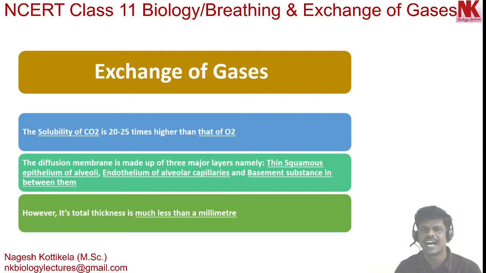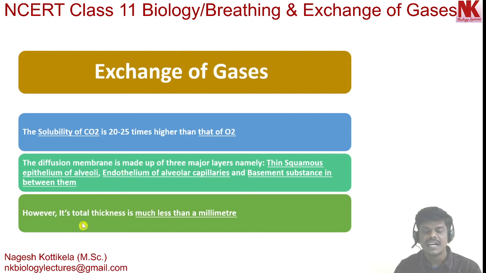Very important. I repeat this once again. The diffusion membrane is made up of three major layers. The first one, thin squamous epithelium of alveoli, squamous flat cells. Second, endothelium of alveolar capillaries, single layered epithelial cells. Endothelium is found in the blood vessels, lymphatic vessels. So endothelium of alveolar capillaries, and the third, basement substance in between them. So these are the three layers.